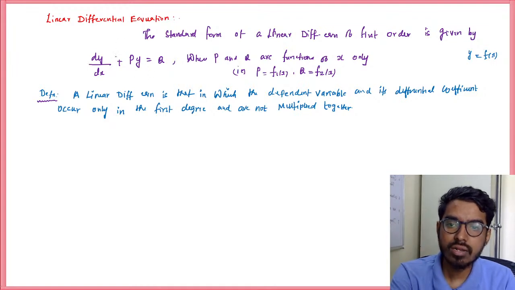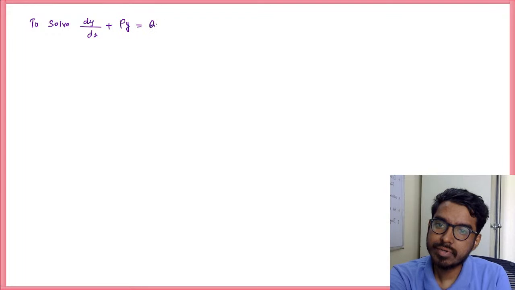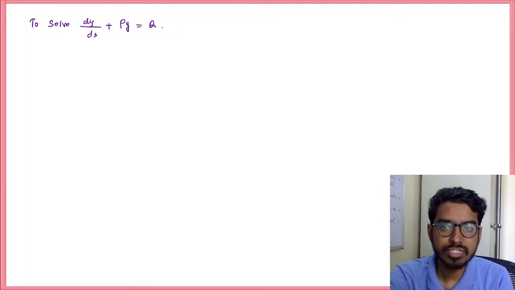Okay. How to solve this equation? So to solve dy by dx plus Py is equal to Q, where P and Q are functions of x.